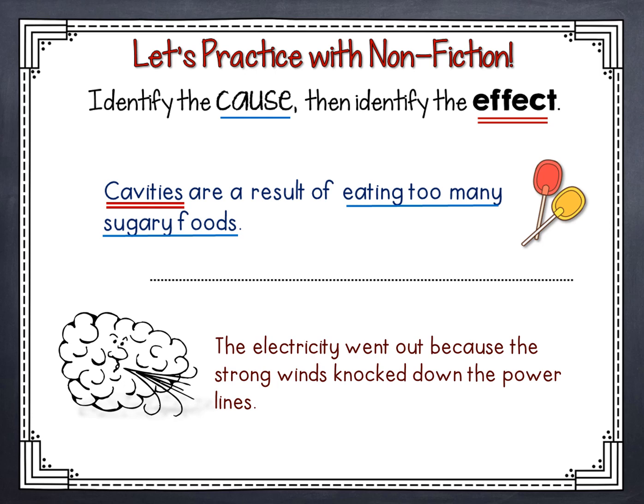The electricity went out because the strong winds knocked down the power lines. Think about what happened first. Did the electricity go out first, or did the strong winds knock down the power lines first? Right, the strong winds knocked down the power lines. That's the cause. And what was the effect? The electricity went out.